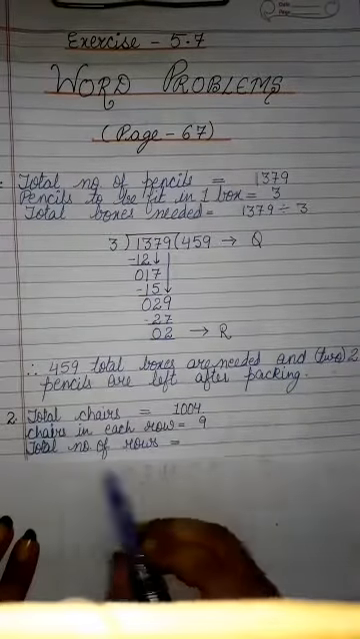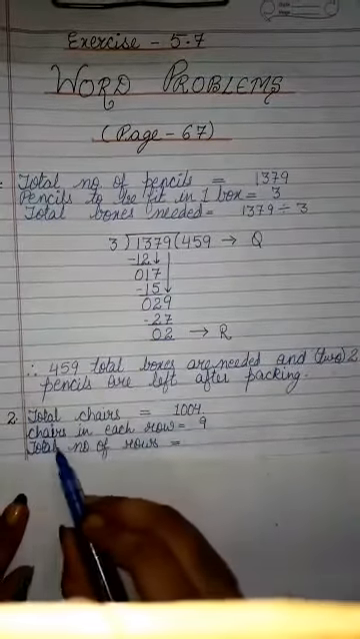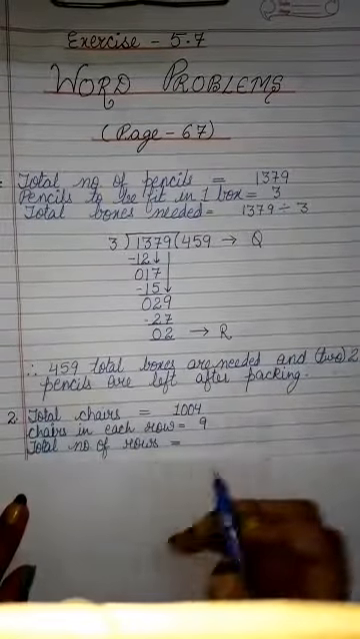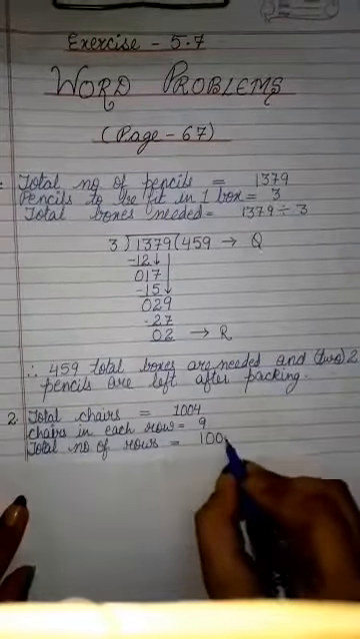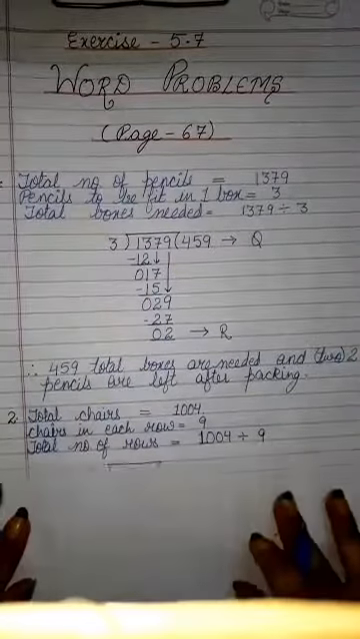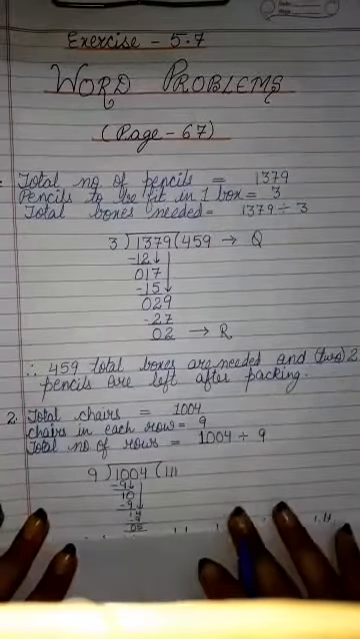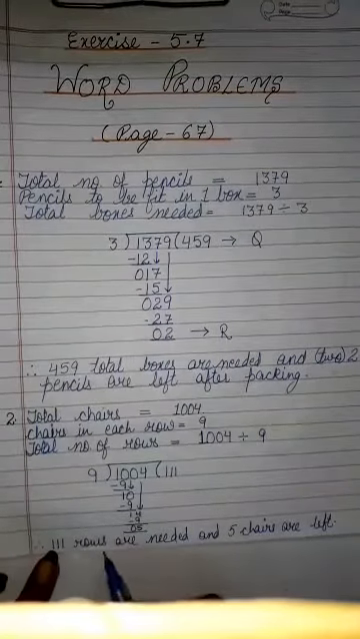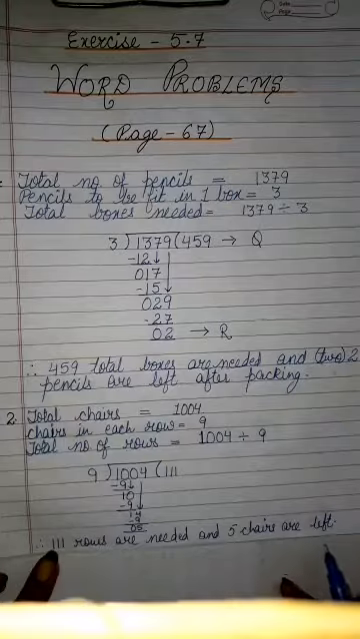Total number of chairs, you will write in front of it. Then chairs in each row, 9. Now to find the total number of rows, what do you need to do? 1004 divided by 9. Now see, you can do the division. Now in the end, how do you write? Therefore 111 rows are needed and 5 chairs are left.